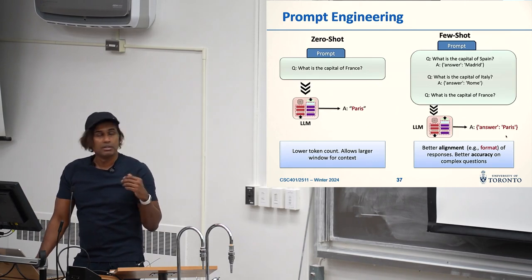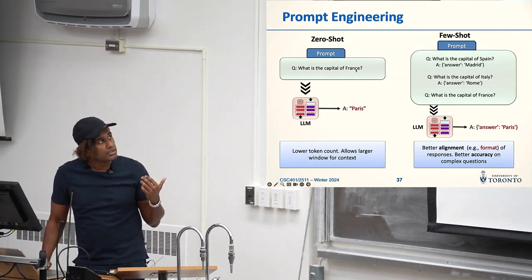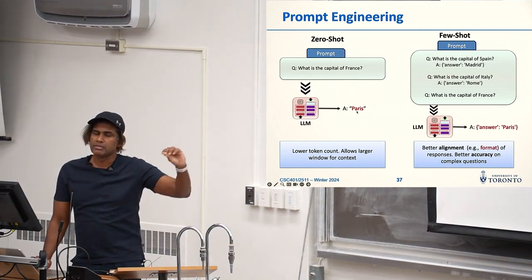As a concrete example, look at this scenario. Let's say that you want to glean this information: the capital of France is Paris. But then let's say this is an intermediary step.